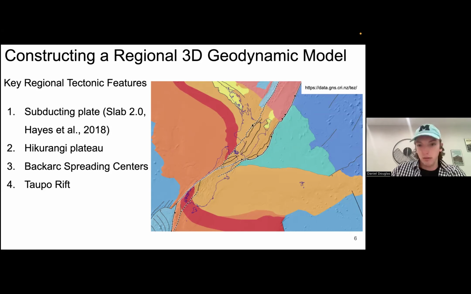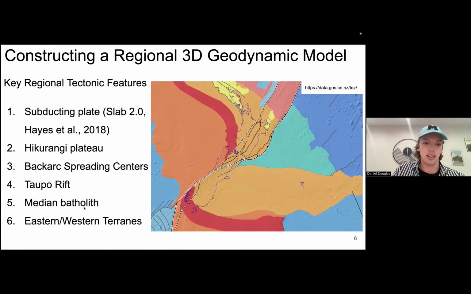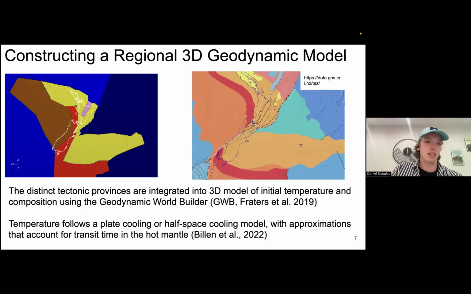The top rift zone on the North Island of New Zealand is around here. We have this batholith in red, and then flanked on either side of that are these terranes. And this is our representation of these tectonic regions in map view in ASPECT. This is again collated using the WorldBuilder.